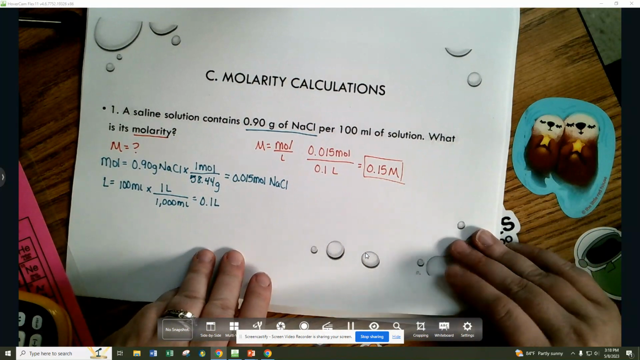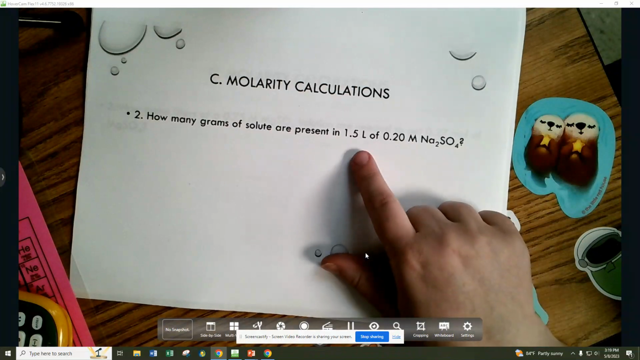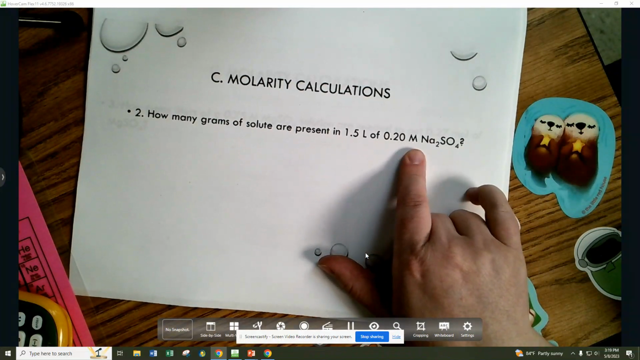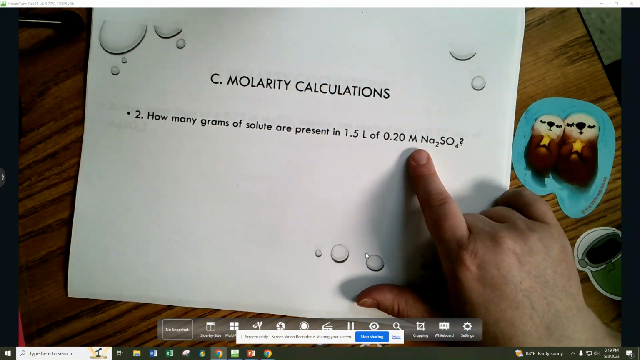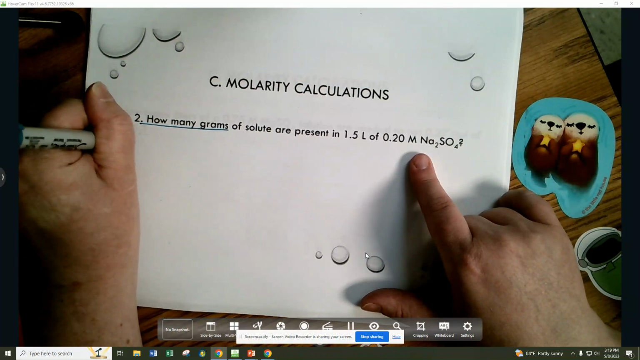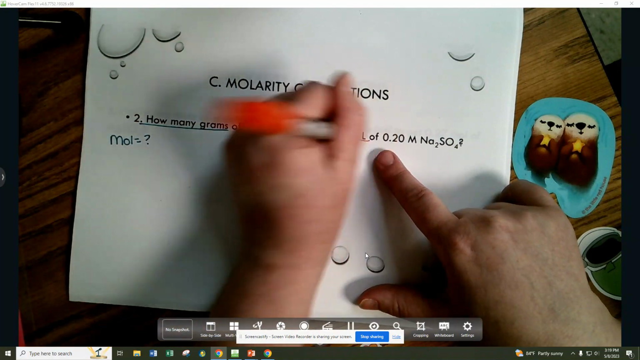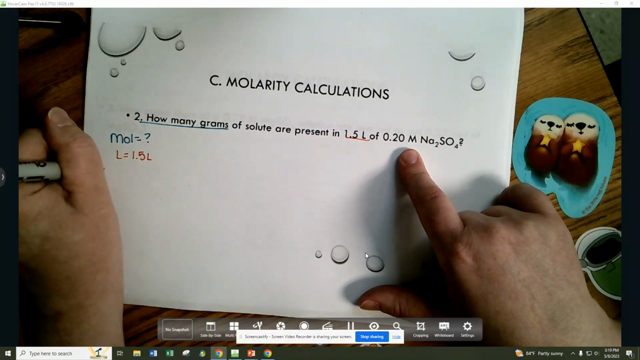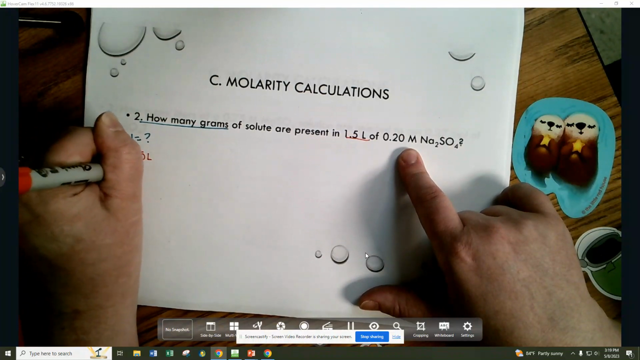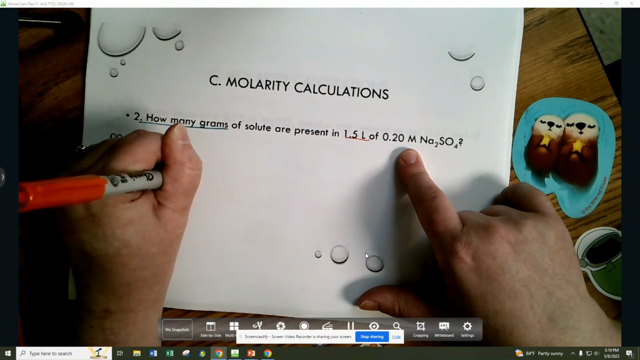Okay, so here's another variation. Here it asks how many grams of solute are present in 1.5 liters of a 0.20 molar sodium sulfate. So it's asking how many grams. Okay, I get to grams through the mole. So that is what I'm solving for here. What I have to work with is a volume of 1.5 liters, and here I have my concentration of 0.2, and it's of Na2SO4, sodium sulfate.